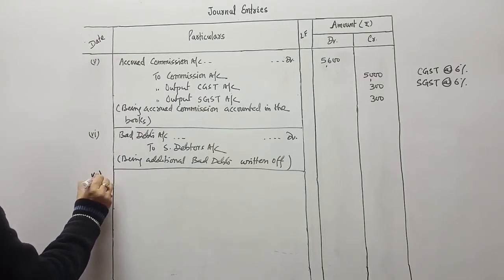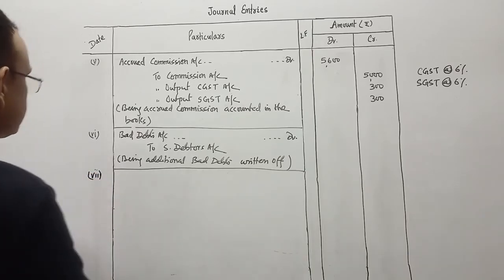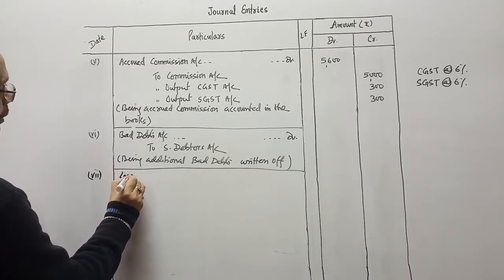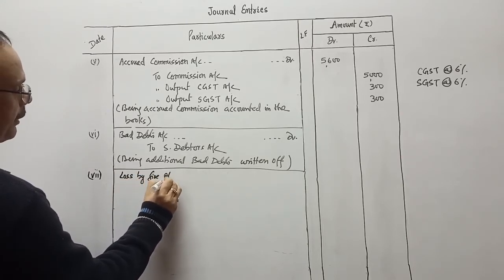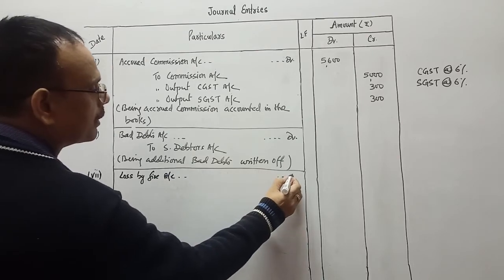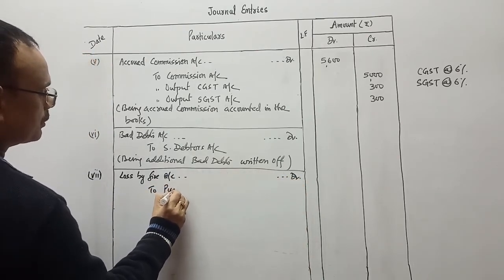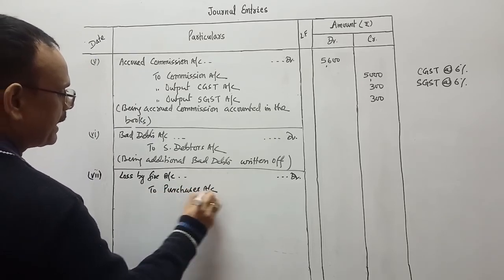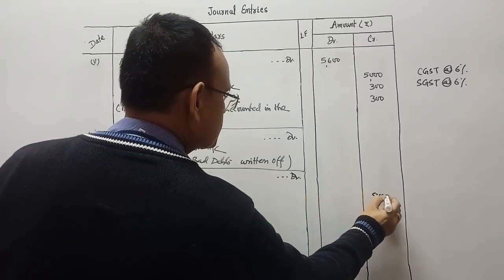This is related to adjustment 6. Goods destroyed by fire is how much? Goods destroyed by fire is 8,000. So loss by fire account debit to purchase account. Goods is lost by fire, so purchase account will be credited by 8,000.